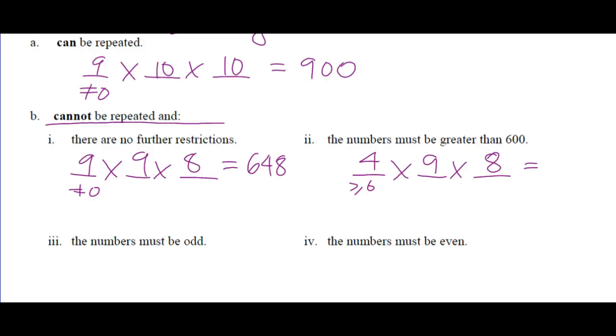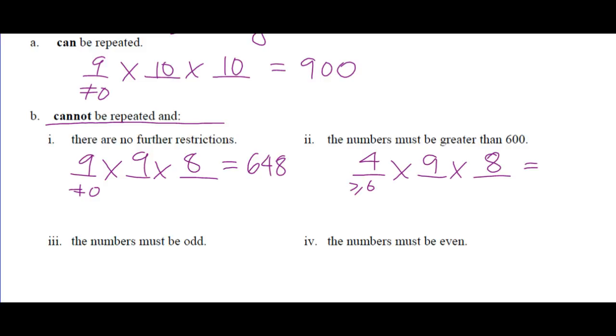If you have a 6 here, you can have a 0, but then it's going to be a 1. So it has to be greater than 600. If there's a 6 in front, you cannot have 600, right? Because that would be repeating zeros. You can't repeat. So the lowest number you could have is 601. The highest number you could have is 9, 8, 7, I guess, right? Because you can't repeat digits.